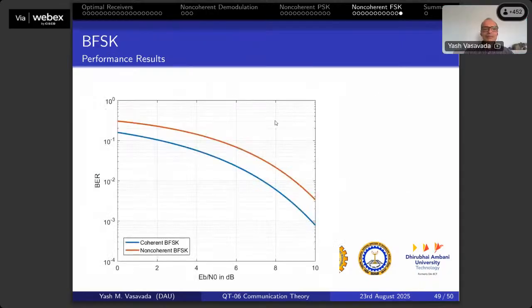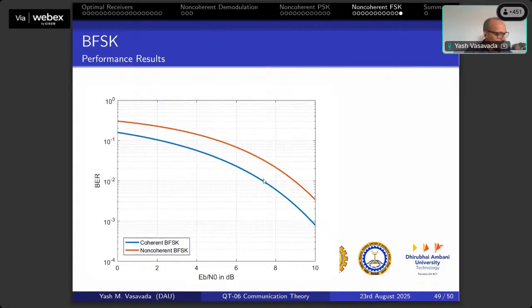And we can do some error evaluation analysis, and it turns out that this non-coherent reception approximately degrades by about 3 dB from coherent BFSK reception. Okay, so with that, I conclude my topic on non-coherent detection, and I am just on time. It's about 4 p.m. So thank you.